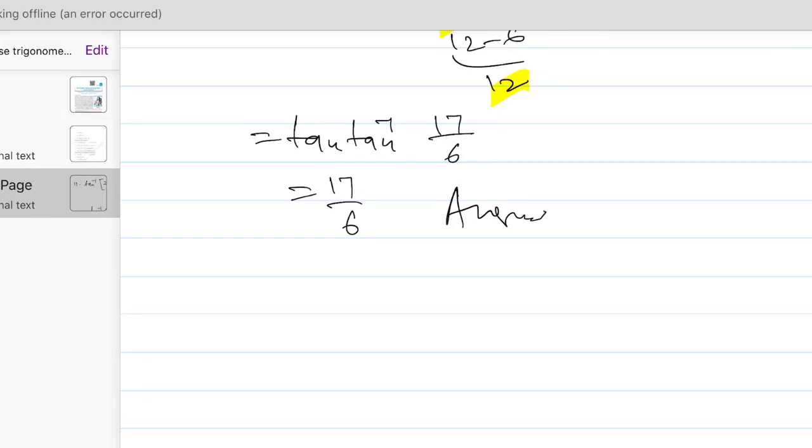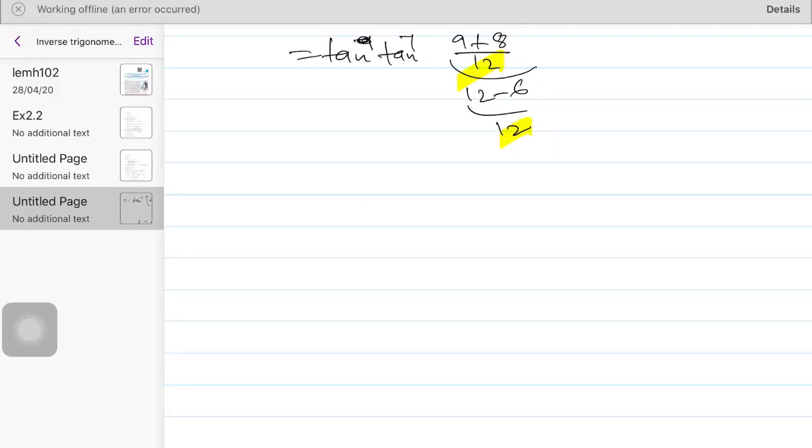You can do yourself. Just substitute the value given in the options A, B, C, D and check which option satisfies this value, and that will be the answer. Let us solve some questions from miscellaneous exercise now.